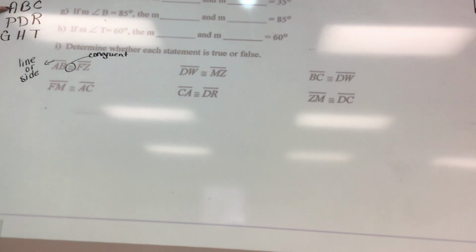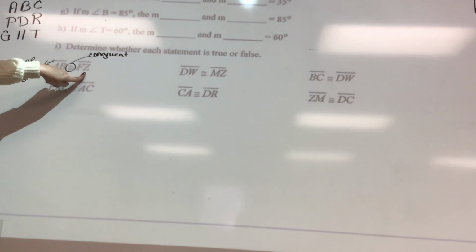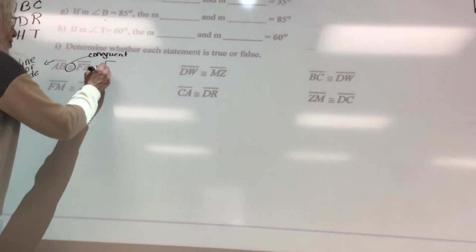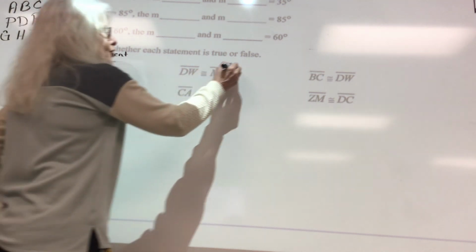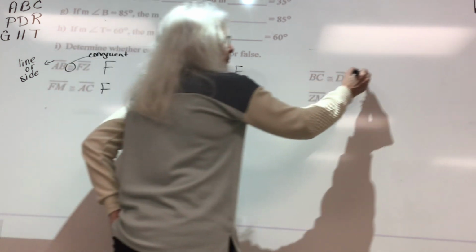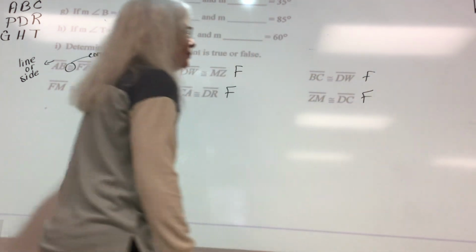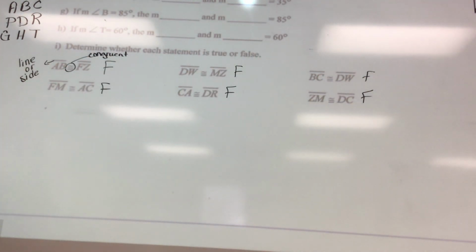So side A is congruent to FZ. True or false? False. Yeah, all of these are false, aren't they? I forgot to change them. This is from another one. I copied this part down and forgot to go back and change the letters. I am so sorry about that. Stop the video.